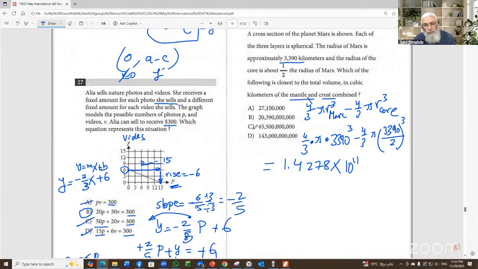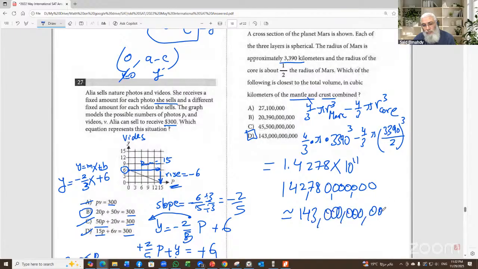So this is the answer. It is 1.4 times 10 to the 11, so we count 1, 2, 3, 4, 5, 6, 7, 8, 9, 10, 11. This is thousands, millions, billions. So this is approximately 143 billion kilometers cubed of volume.